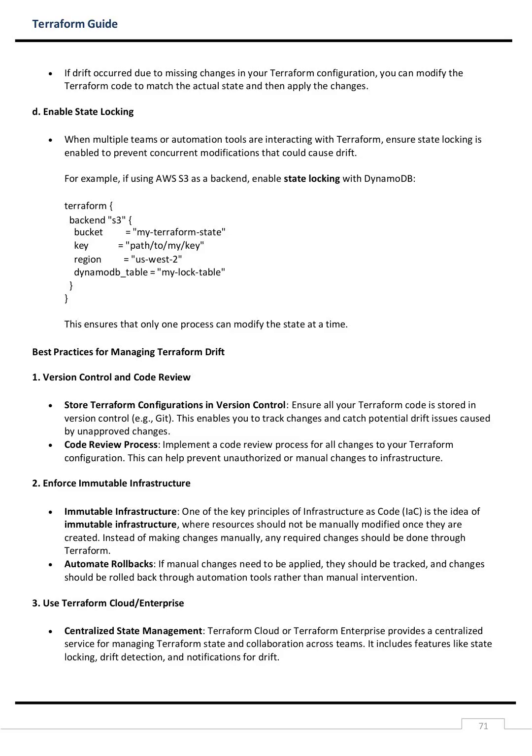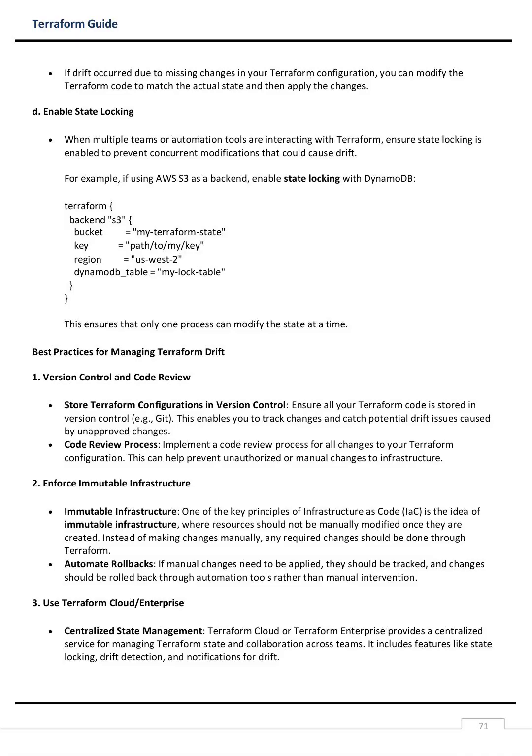D. Enable state locking when multiple teams or automation tools are interacting with Terraform. Ensure state locking is enabled to prevent concurrent modifications that could cause drift. For example, if using AWS S3 as a backend, enable state locking with DynamoDB. This ensures that only one process can modify the state at a time.